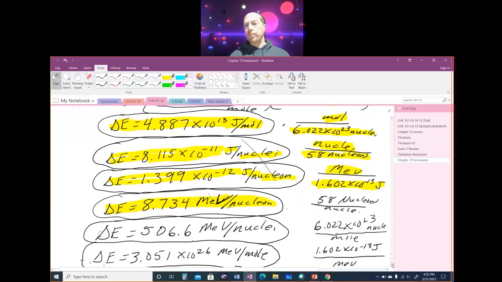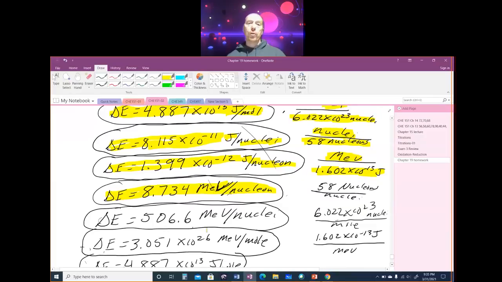All right, but it could be MeV per nuclei. So once we have nucleons, now we're just going to do this in reverse. Okay, so there's 58 nucleons in one nickel 58 nuclei. And so when we multiply it by 58, we would get 506.6 MeVs per nickel 58 nuclei.